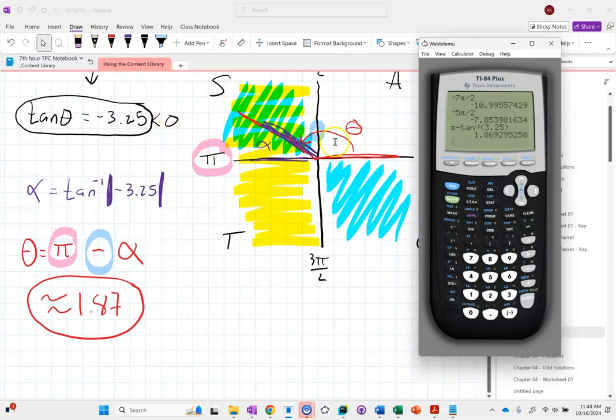Okay. So to check, I'll just do tangent of my answer and make sure I get the negative 3.25. I do. And make sure that 1.87 is in between pi over 2 and 3 pi over 2. So it's bigger than pi over 2 and smaller than 3 pi over 2. So we got our correct answer.